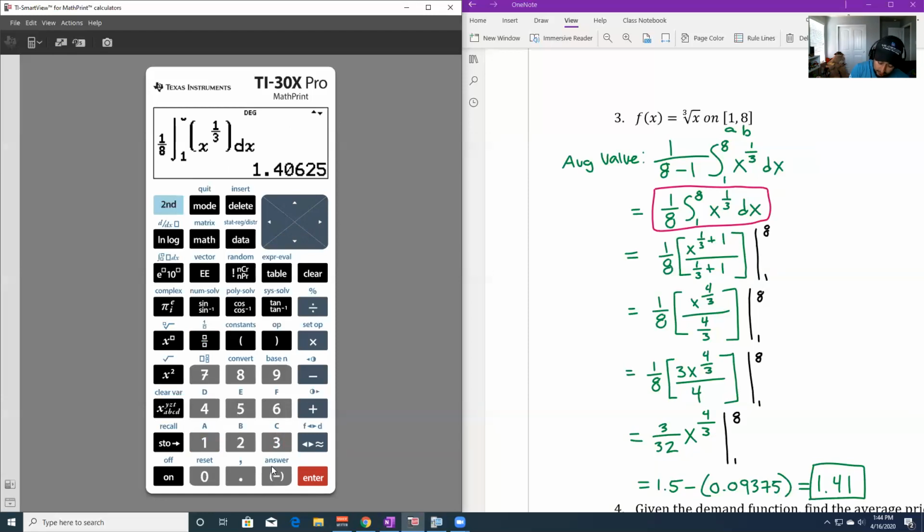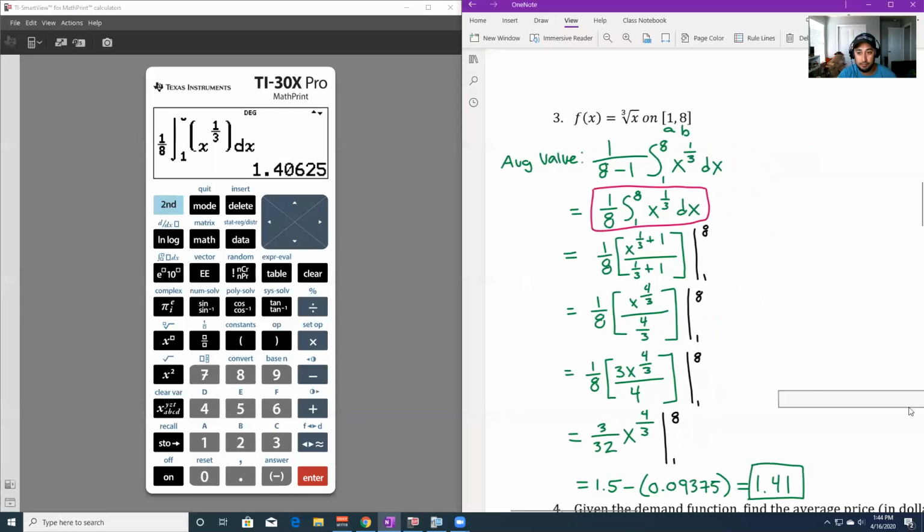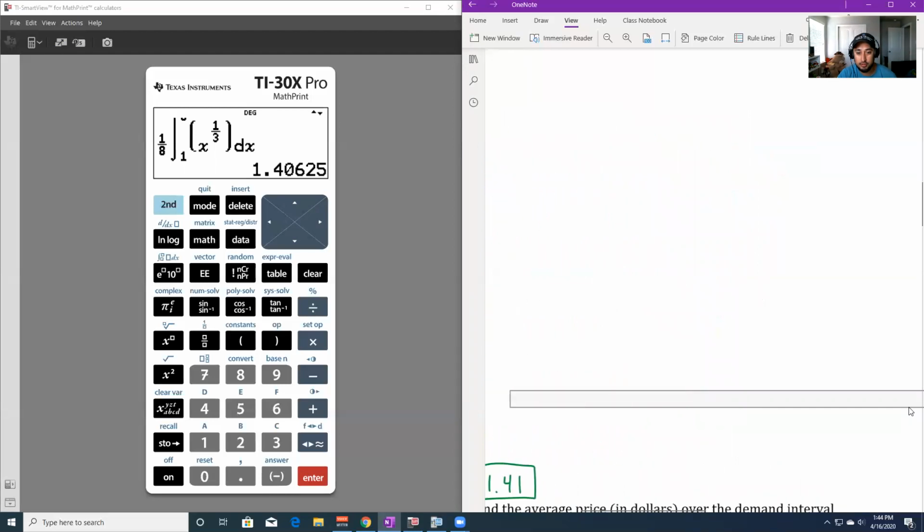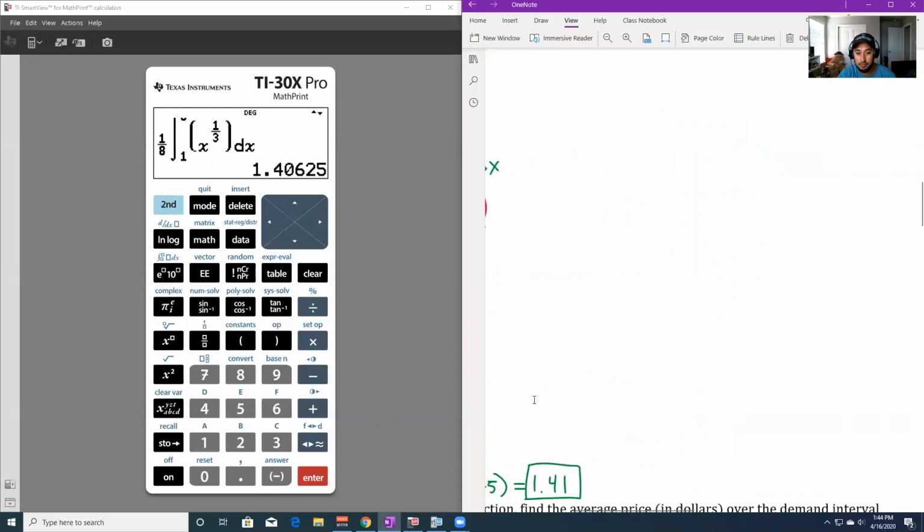So we'll graph f of x and the average value. Okay, let's graph f of x and the average value. Okay, what was f of x? The cube root of x, right?